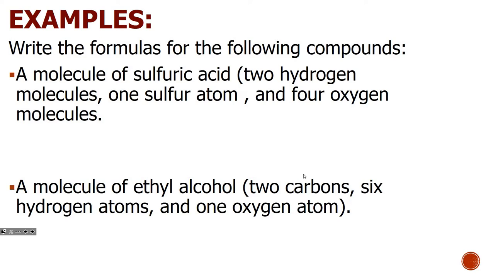So let's write some example formulas. You try. I'm going to give you a second here. A molecule of sulfuric acid has 2 hydrogens. So what are you going to write? 1 sulfur. What are you going to write? And 4 oxygen atoms. Now, when there's a 1, we don't put the subscript 1. We just put the letter there. So if you put a 1 next to sulfur, get rid of it. You should have come up with this, H2SO4.